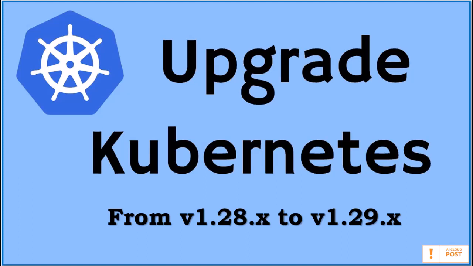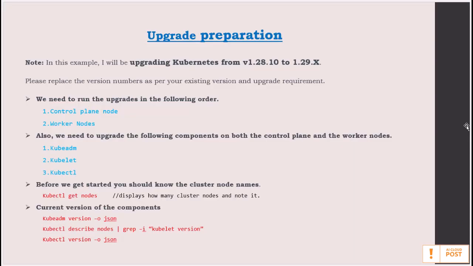Hello, today's topic is upgrading Kubernetes from version 1.28 to 1.29. In the version number, 1 is the major version, 28 is the minor version, and X is the patch version. Okay, remember this one. Let's get into the topic.